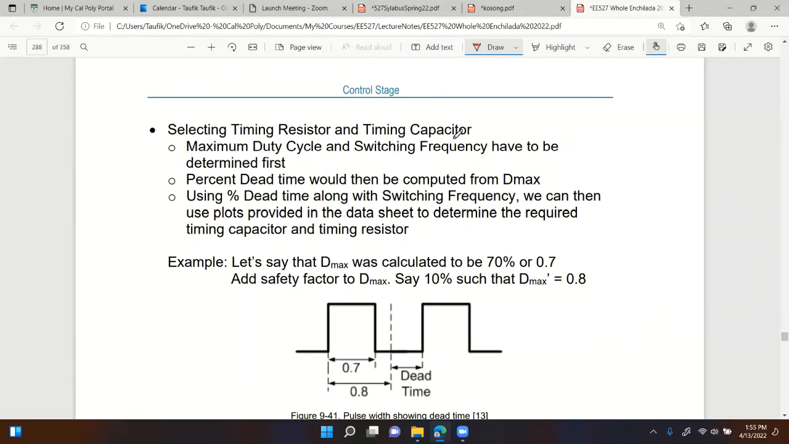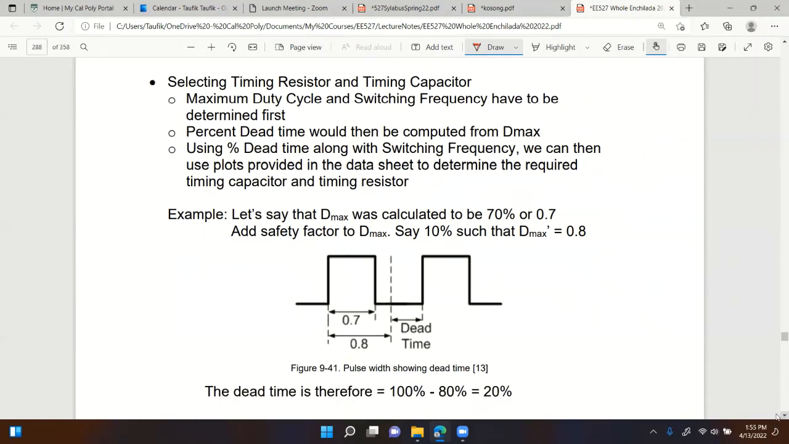So for timing capacitors and resistors, selecting timing resistor and timing capacitor, how do you do that? You need to know the maximum duty cycle and switching frequency. And that would give you a percent dead time. And I use the word dead time, which is actually off time. So percent off time, or in this example, I use dead time.